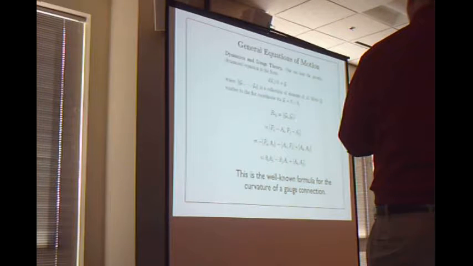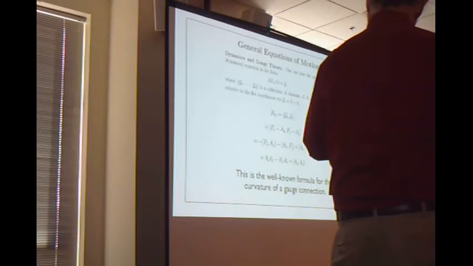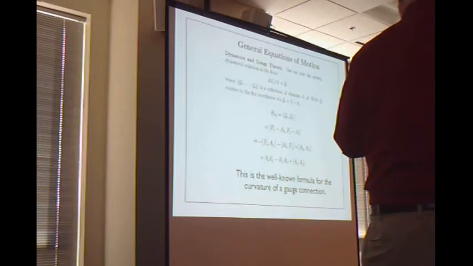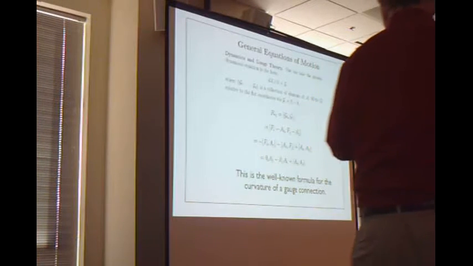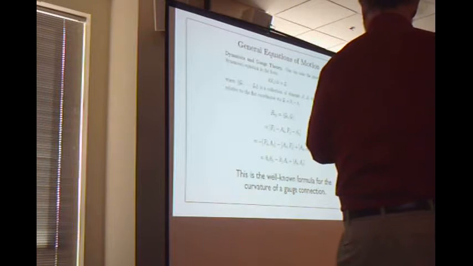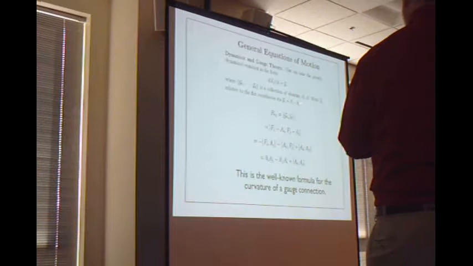Well, let's work it out. The commutator of GI and GJ is PI minus AI, PJ minus AJ. Work out the commutator, and you get PI AJ minus PJ AI plus the commutator of AI and AJ. This is the well-known formula for the curvature in differential geometry, and in particular for the curvature of a gauge field, if you were interpreting this as a gauge field.